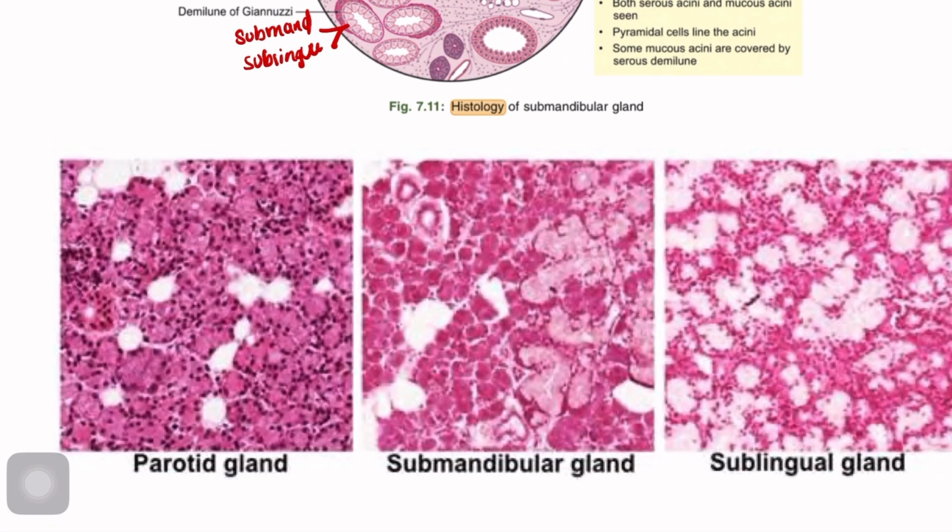If you look at this picture, there is a comparison between sublingual, submandibular, and parotid gland. In submandibular type of salivary gland, you can appreciate darkly stained as well as lightly stained area containing serous as well as mucous acini in almost same proportion. Therefore, it is also known as mixed type of salivary gland. In sublingual type of salivary gland, there is predominantly lightly stained area consisting of mucous acini, and in parotid type of salivary gland, there is predominantly darkly stained area containing serous acini.